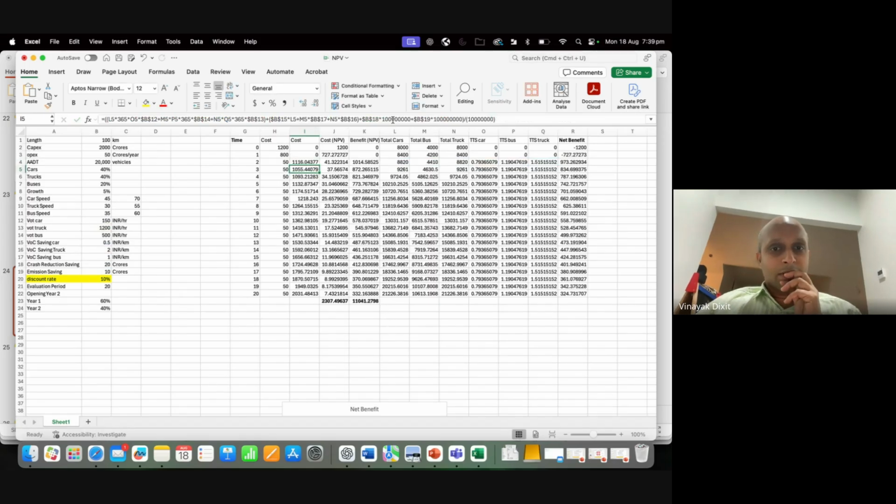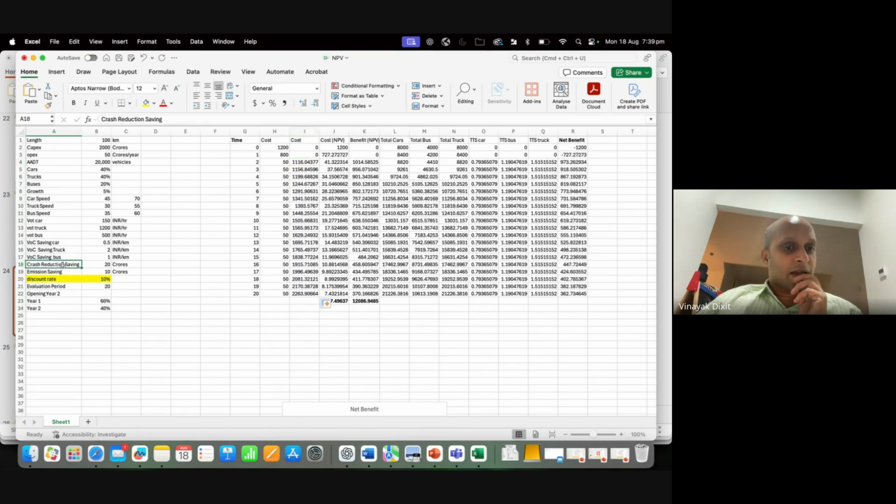All right. Now we have updated that. That's good. Then the next thing. We also know that the crash reduction saving is 20 crores per year, actually. This is per year. And this is 10 crores per year.